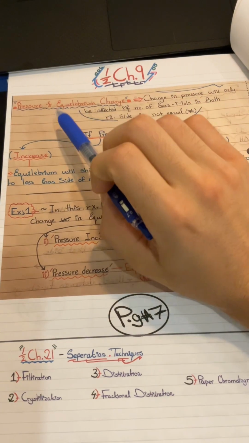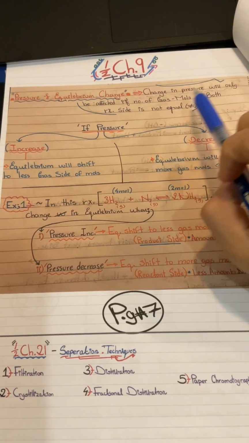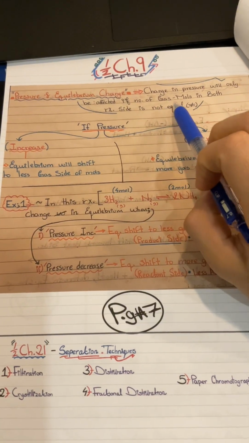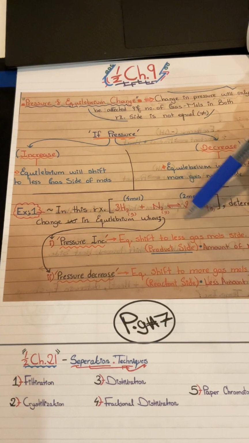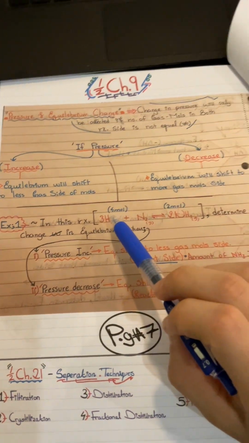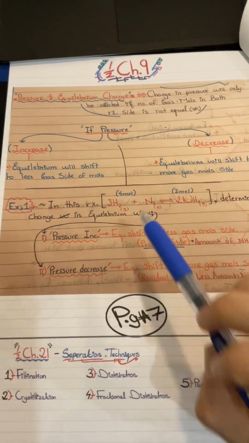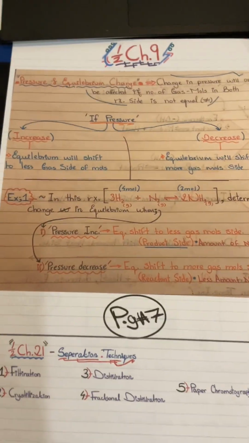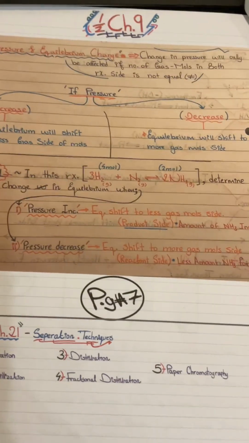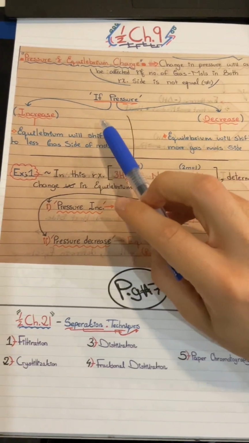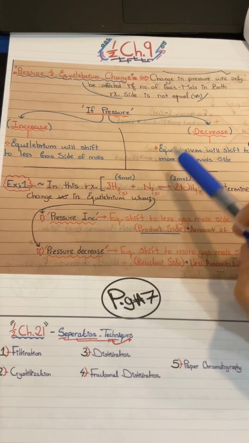Pressure and equilibrium change. A change in pressure will only have an effect if the number of gas moles in both sides of the reaction is not equal. So in both the reactant and product side, if the number of gaseous moles is not equal, it will be affected by change in pressure. Okay, now the rule is somewhat the same. Sorry about the camera. If you increase the pressure, it will shift to the side with fewer gas moles. Decrease the pressure, it will shift to the side with more gas moles.